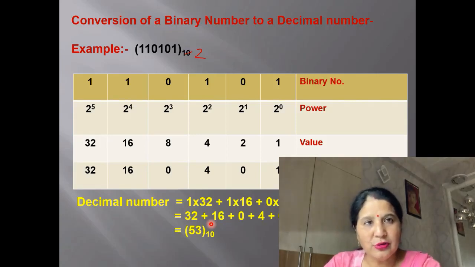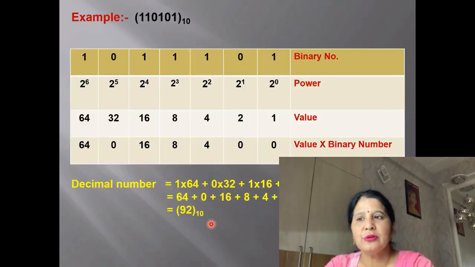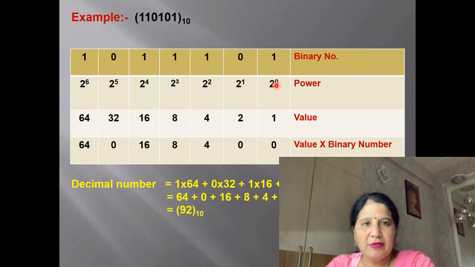Hope you all understood. One more example we will do. 1 1 0 1 0 1. Now 1 2 3 4 5 6. These are the 6 digits. So we will write 1 0 1 1 1 0 1. This is a binary number. Then after this we will write the power. We are converting this binary number into a decimal number, and the binary number base is 2.